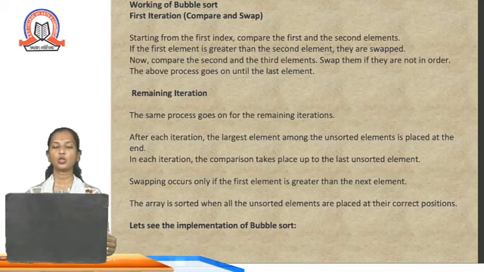The array is sorted when all the unsorted elements are placed at their correct positions. See, this correct position means that they will be present either in ascending manner or in descending manner, that is again increasing or decreasing fashion. So let us see the implementation of bubble sort.